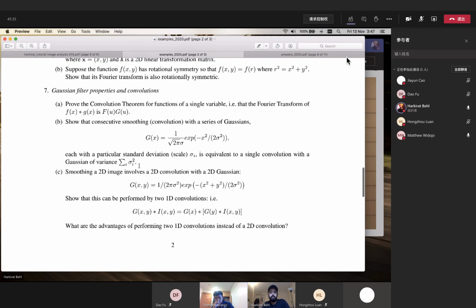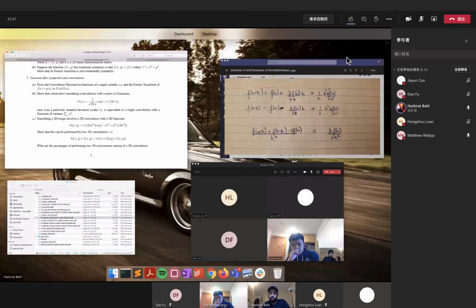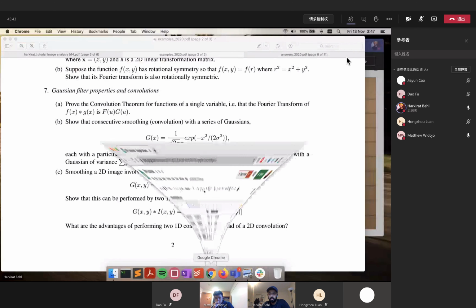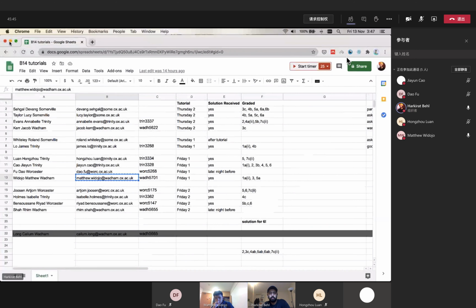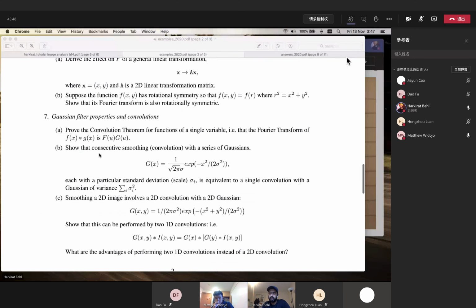Now going to question 7, the convolution theorem for functions of a variable. So I think most of you did 7a correctly. I can check the sheet once, but most of you did it correctly, and it might just be in your slides as well. So prove the convolution theorem. The convolution theorem is also actually quite useful.